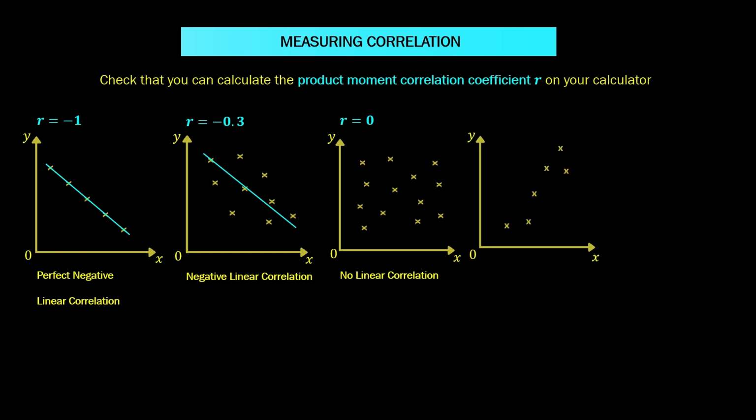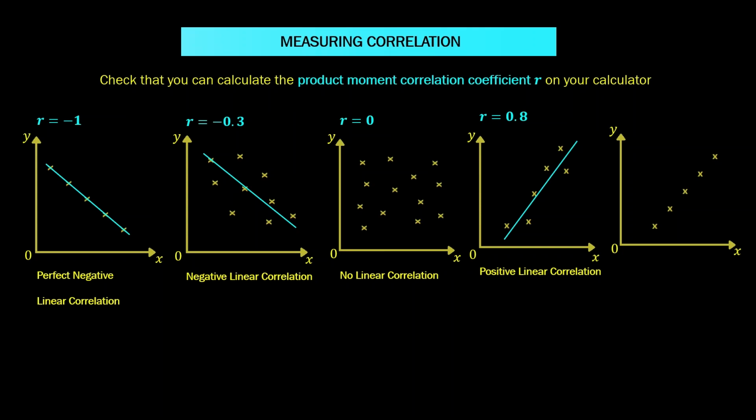Conversely, if the points slope upwards from left to right in the pattern of a straight line, then we may have R in the region of 0.8 and we have positive linear correlation. If we have all the points lying exactly on a straight line, sloping upwards from left to right, then we have R equal to 1 and perfect positive linear correlation.